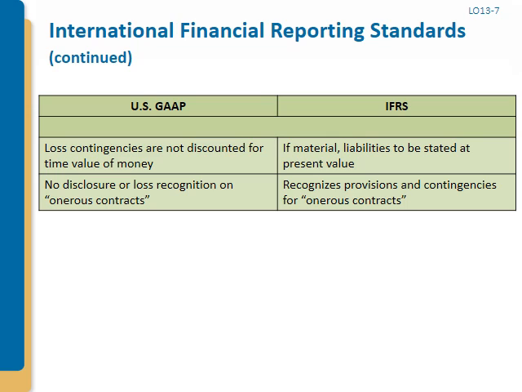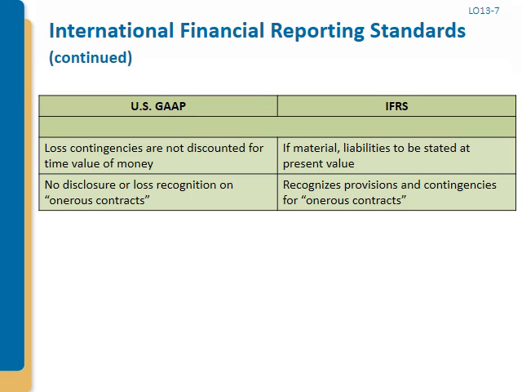IFRS considers the time value of money to estimate the liability. If that time value has a material impact, the liability is stated at present value by IFRS. US GAAP does not allow the usage of present value in all circumstances. For example, US GAAP does not allow the usage of time value of money for discounting loss contingencies like litigation.